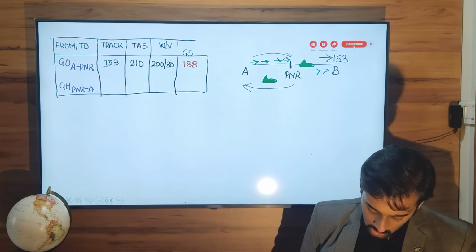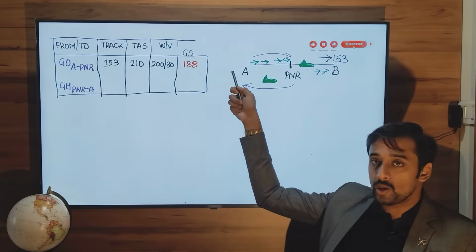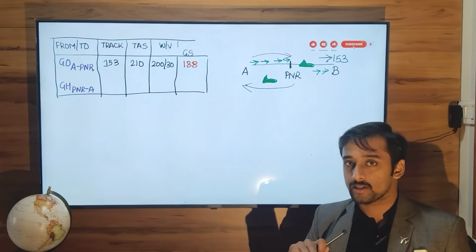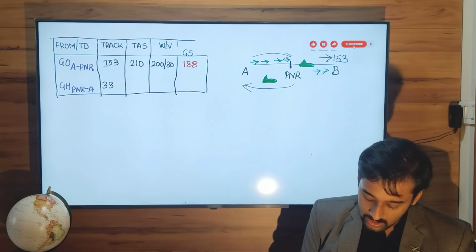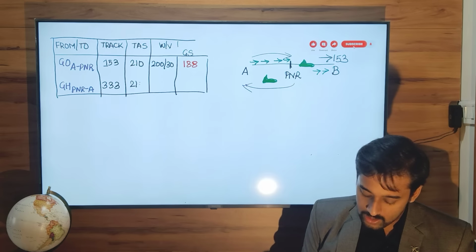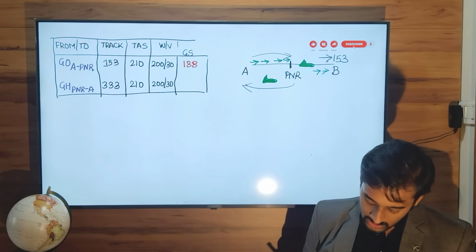Now let's fill in the other row, the track. When you come back from PNR to A, it will be the reciprocal direction. So what is the reciprocal of 153? 333. True airspeed is 210. Wind velocity is 200 at 30 knots. Correct? What will be the ground speed? So let's check the ground speed.